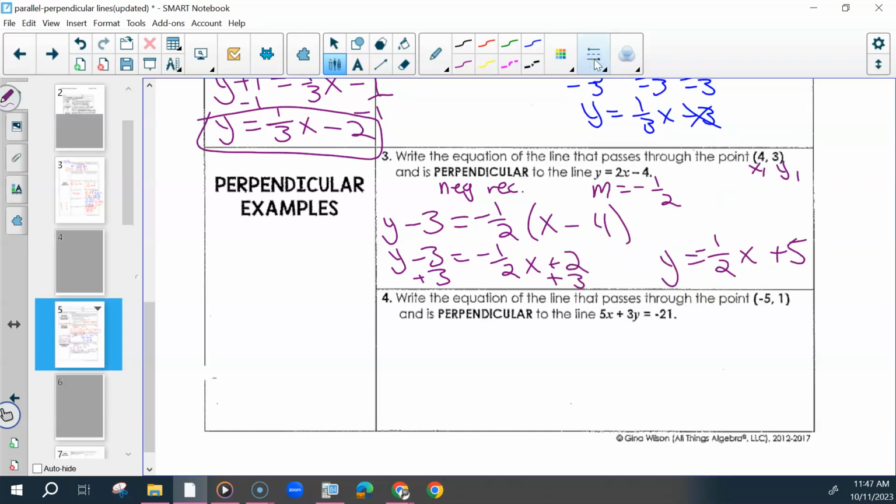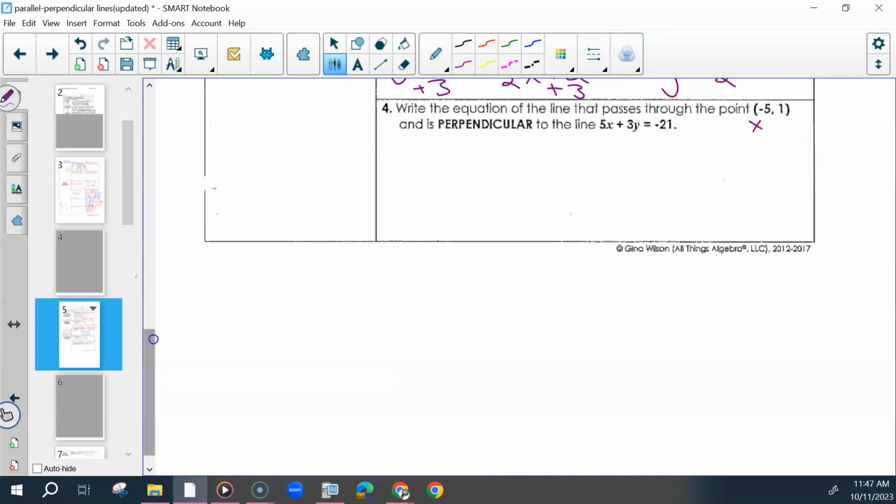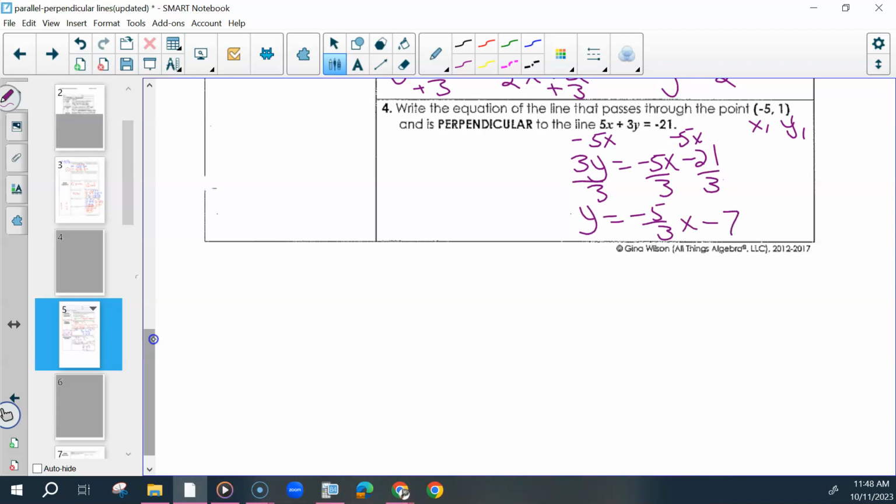So just like the one we did for parallel, we're going to have to rearrange this so that we're solving. We have our x1, we have our y1. We need to get this back in slope-intercept form. What would be our first step? Subtract 5x. We have 3y equals, I'm rearranging, negative 5x minus 21. And then to get y by itself, divide everything by 3. We have y equals negative 5 over 3 x minus 7.